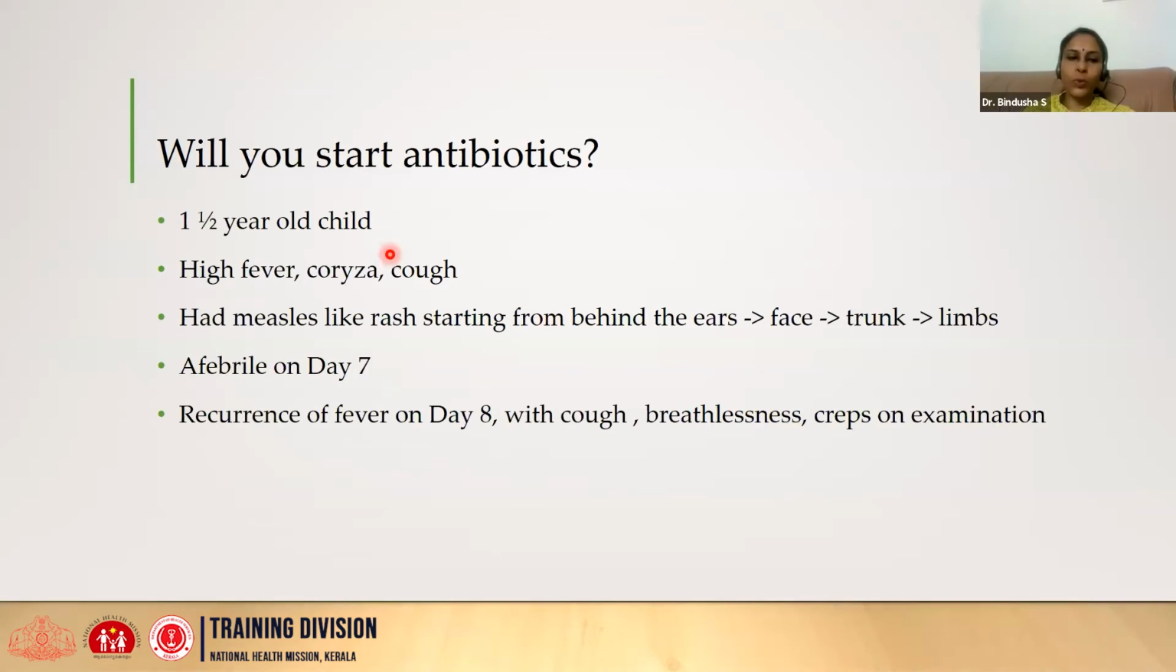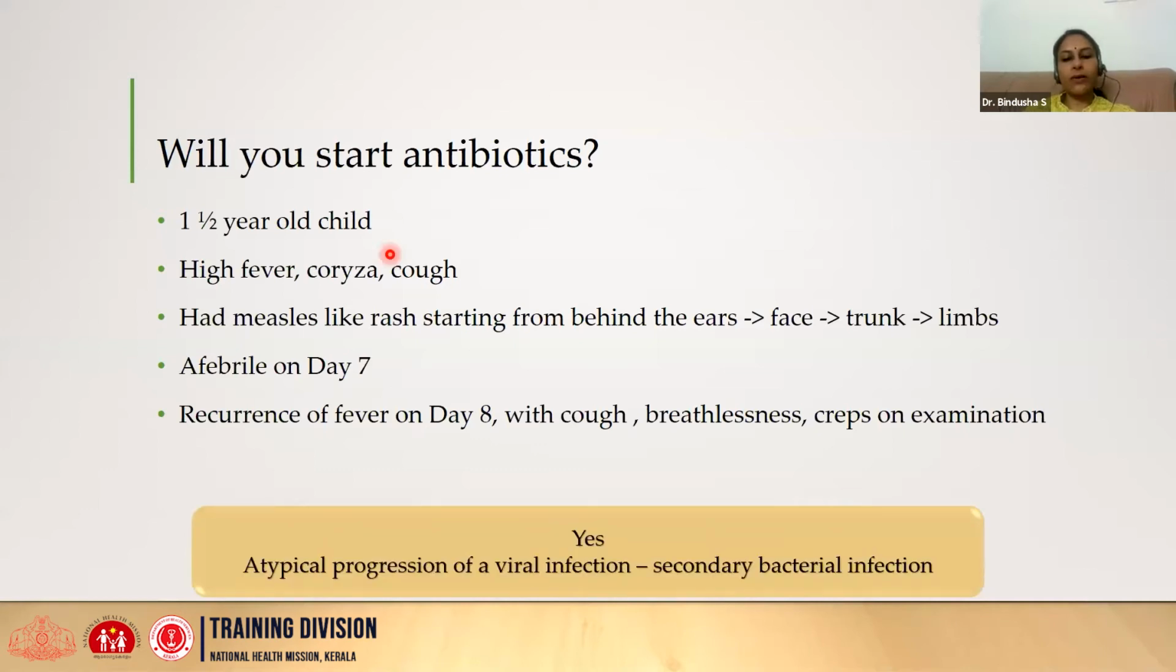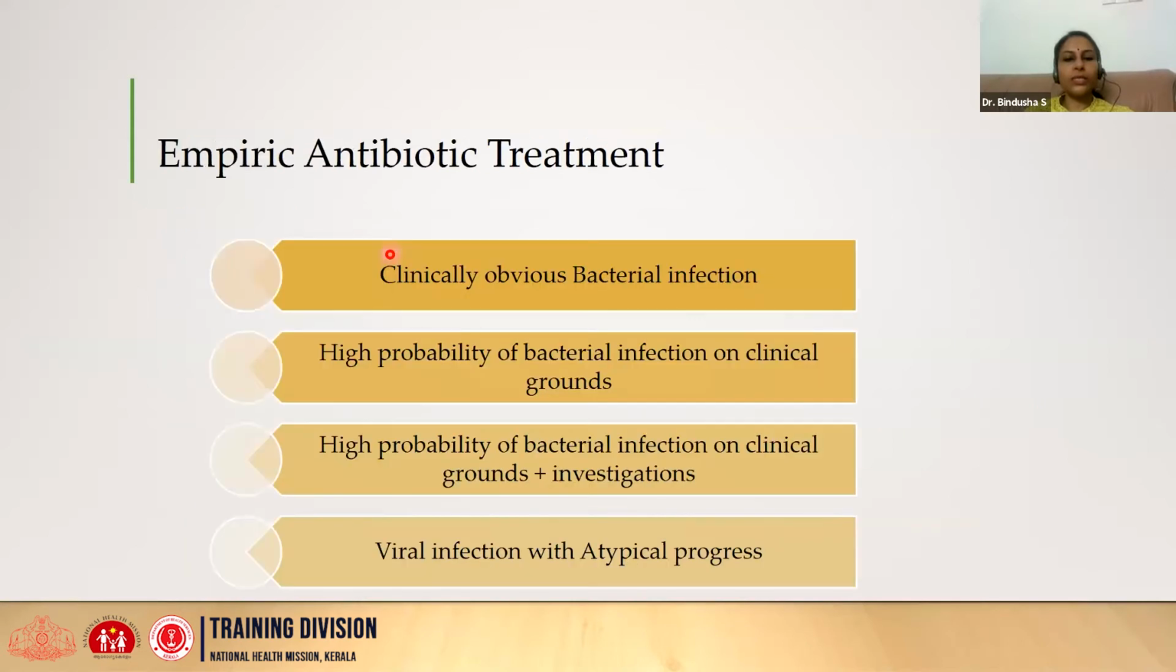So this is a child who actually started with a viral infection, but there is a typical progression of the viral infection. So whenever something which started as a viral infection is not behaving like a viral infection anymore, we will need to think about secondary bacterial infection, and we will start on antibiotic. So these are the 4 conditions where you have a high probability of bacterial infection.